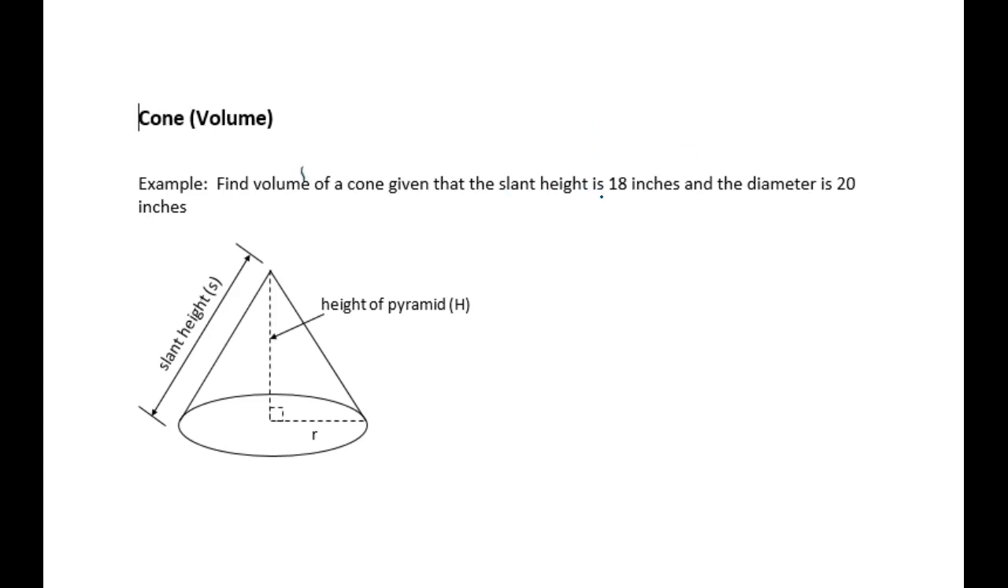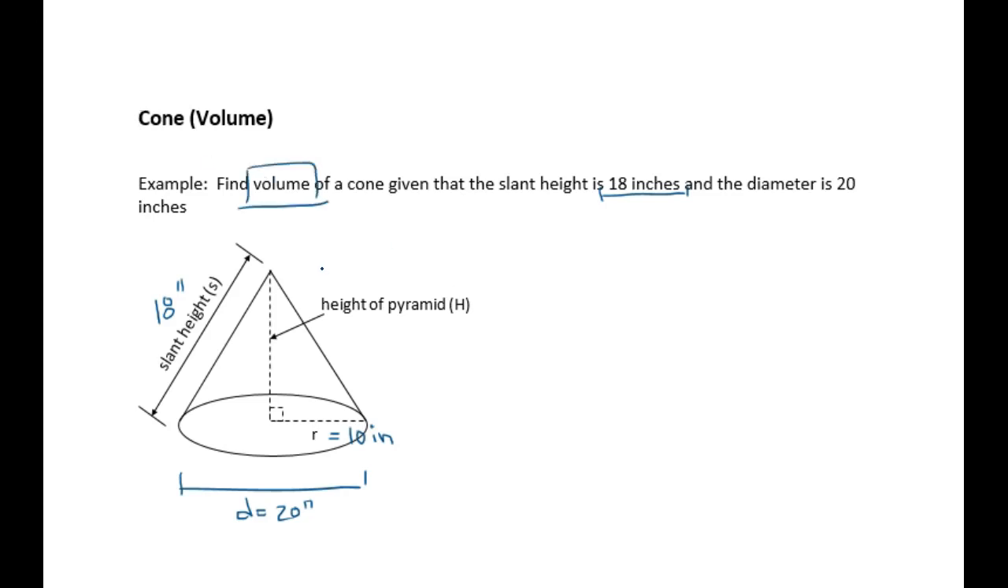So our slant height is 18 inches. So that's this S value right here, so 18 inches. And we have a diameter equal to 20 inches. So that means our radius, if we cut that in half, is equal to 10 inches. And again, our goal is to actually find our volume.